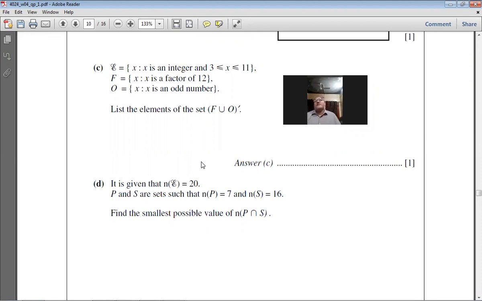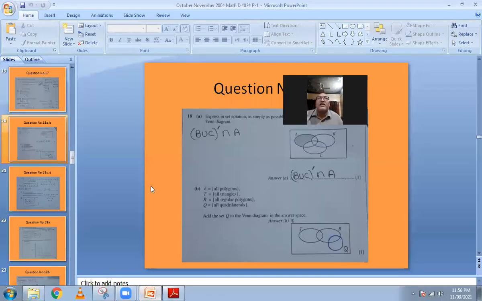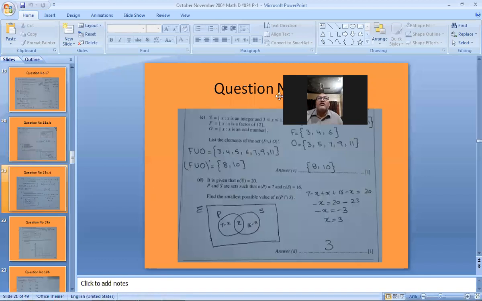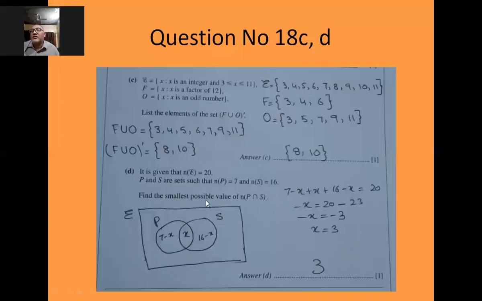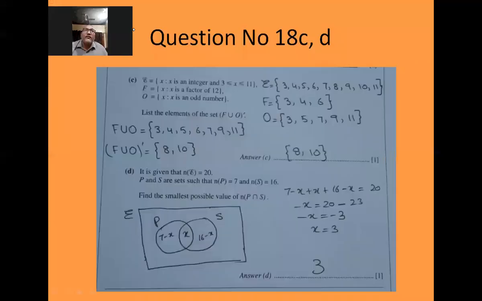So list the elements of the set F union O complement. Okay, so let me show you. I've done this working. So here we go. Let me show you my work. The universal set will be 3, 4, 5, 6, 7, 8, 9, 10, 11. F will be 3, 4, and 6. O will be 3, 5, 7, 9, and 11.